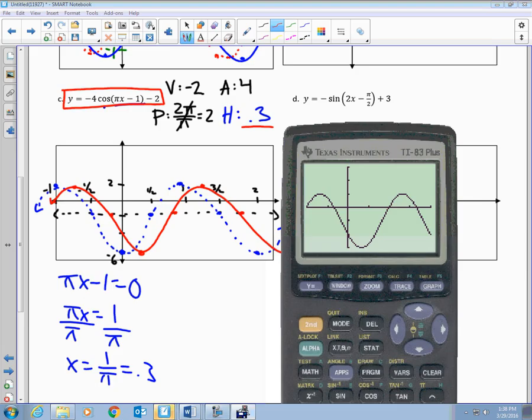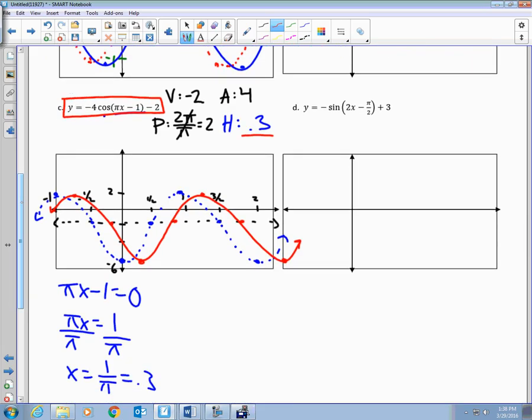All right, we do the last one: negative sine of 2x minus pi over 2, plus 3. What is the vertical shift? What is the amplitude? Anybody have any question on how I came up with either of those two values? We do 3 plus 1 and 3 minus 1. What do we get? 4 and 2. So this one is going to go all the way up to 4 and down to 2, and 3 is my axis of rotation.